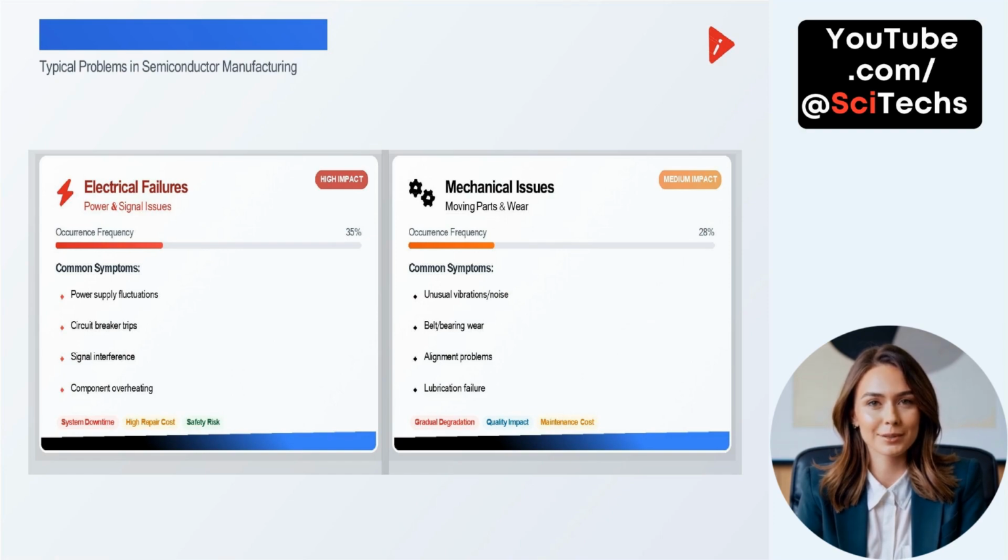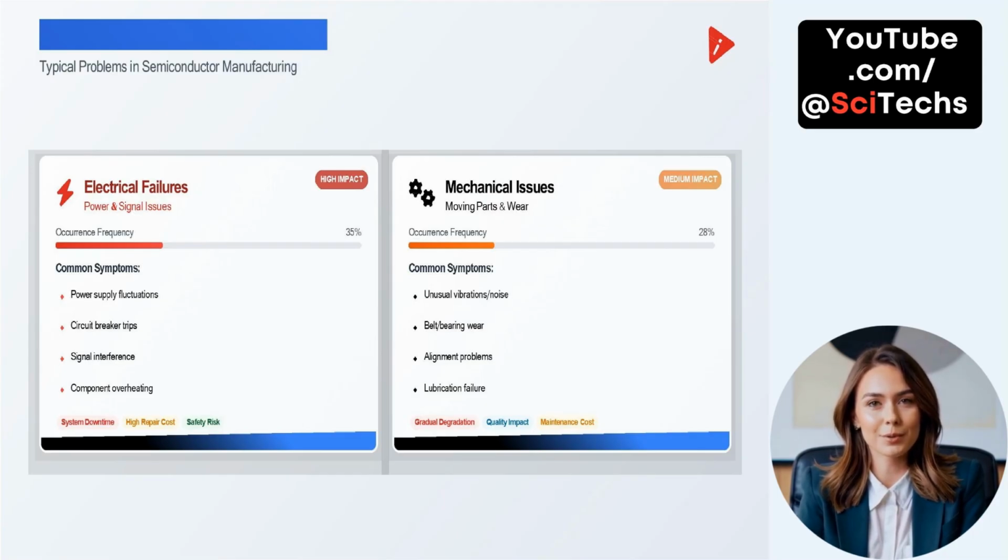Typical problems in semiconductor manufacturing. Semiconductor manufacturing environments commonly experience both electrical and mechanical problems, each with distinct impacts. Electrical failures are classified as high impact due to their potential to abruptly halt operations.